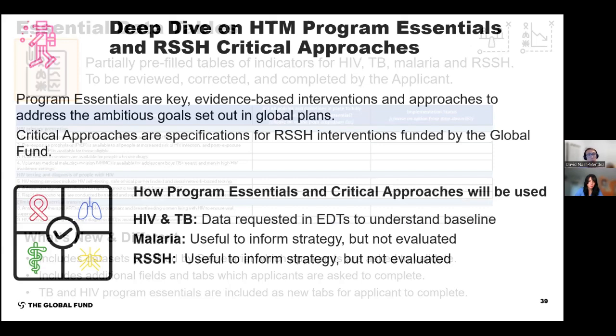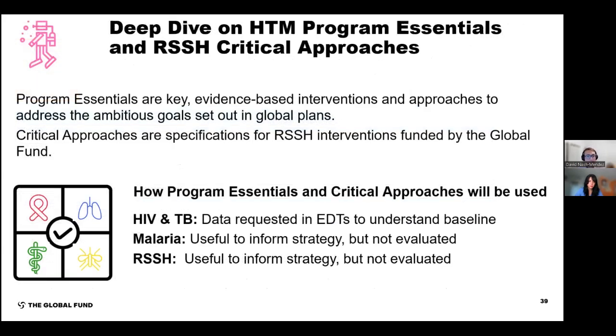Taking a quick step to look at program essentials as well as critical approaches. Program essentials are key evidence-based interventions and approaches to address the ambitious goals set out in global plans. Critical approaches are specifications for RSSH interventions, which are funded by the Global Fund. The aim of both program essentials and critical approaches is to drive uptake and adoption of evidence-based recommendations and best practices.